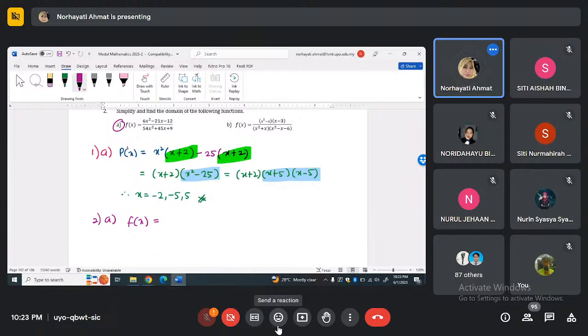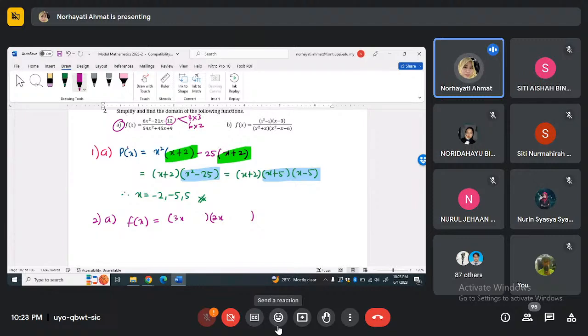What can we do for the numerator? Can we factorize this? Boleh tak? Yes, boleh. Okay, cuba factorkan dia. Okay, so kita ada 3x times 2x, is it? Okay, so 12 is 4 times 3. 4 times 3 or 6 times 2.